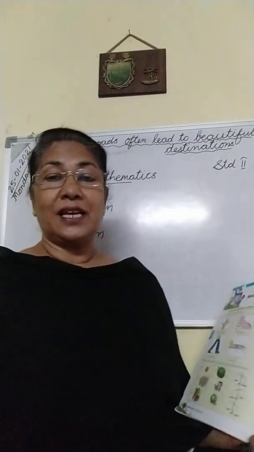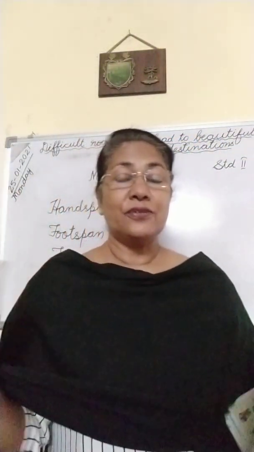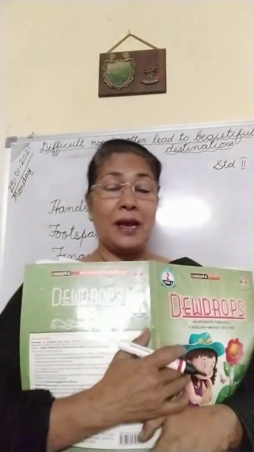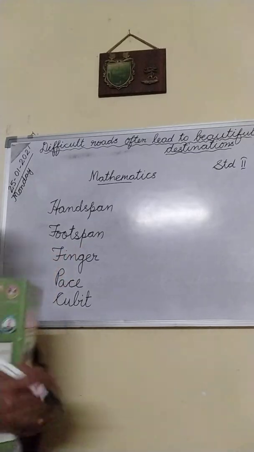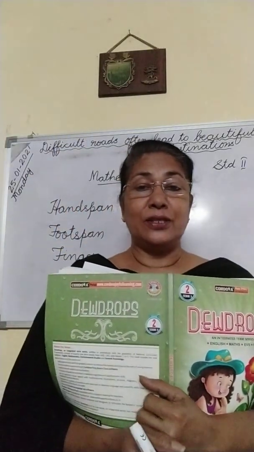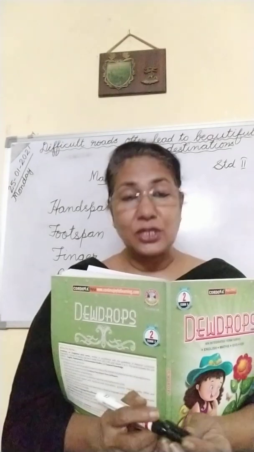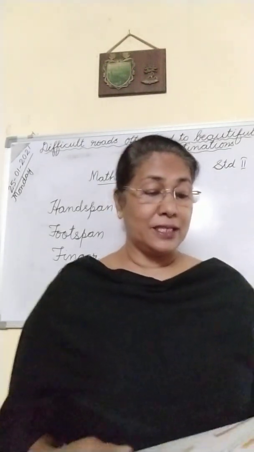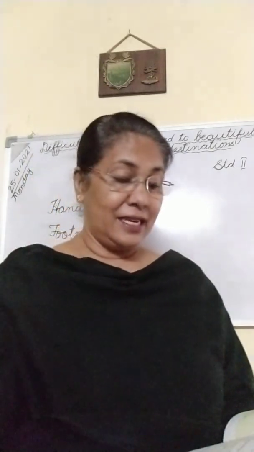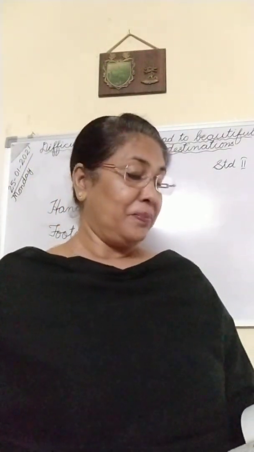So in the beginning of the class itself, I told you about foot span and hand span. Foot span, hand span, finger, pace, cubit. These are not the standard measuring units. The standard measuring units are, what is it? Centimeters and meters.